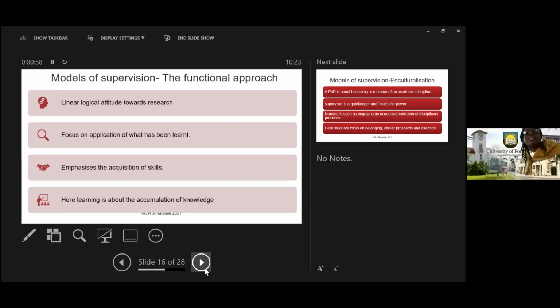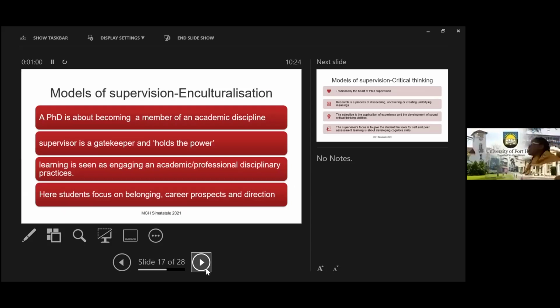Okay. The next approach that we talked about was enculturalization. You remember I said in this particular approach is where you see your discipline as a sort of a club, if you like, right? And a PhD is therefore bringing you into that club, making you one of us, right? Now, if you take that approach, which I must say is a fairly obsolete one these days, remember what I said, in those days, we used to say if I have a PhD, I'm one of a few, right? So it was a very special club, right?